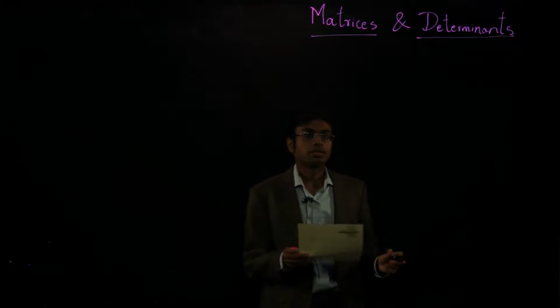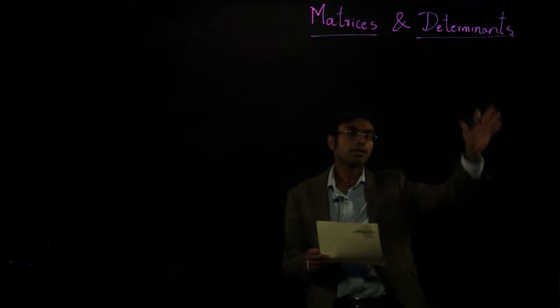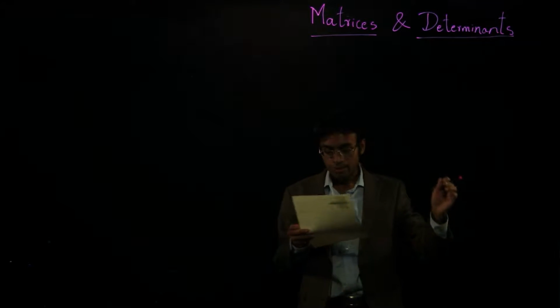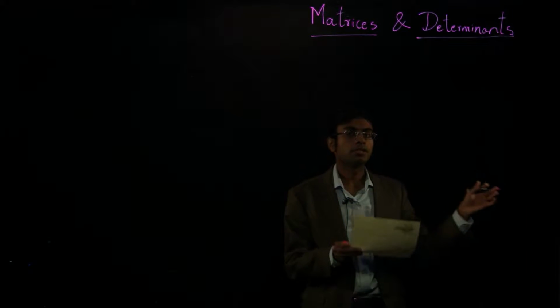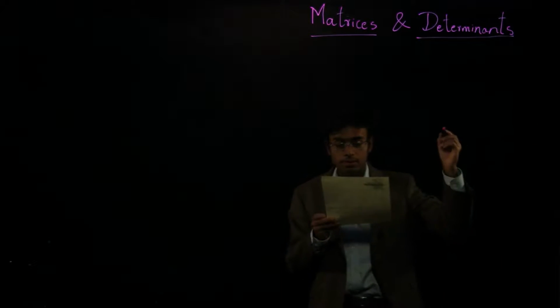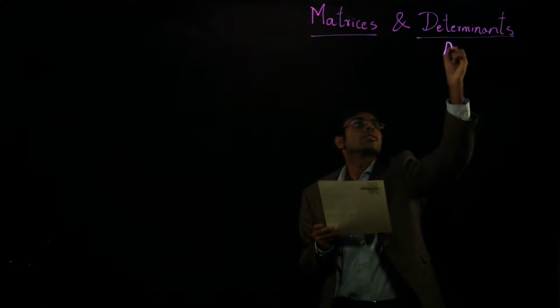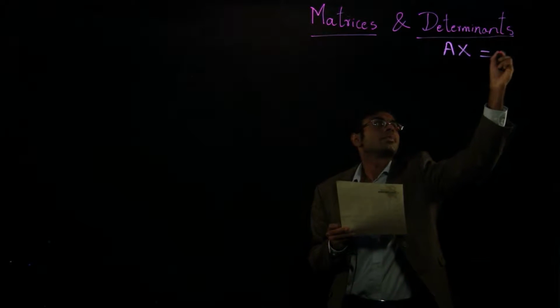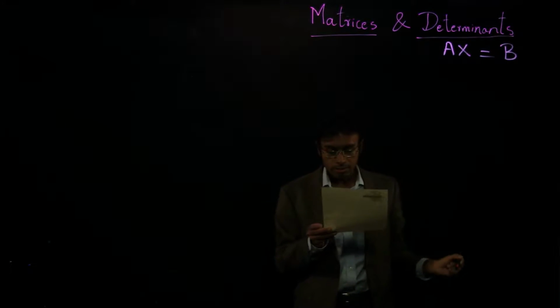For the non-homogeneous system of equations, which means that for your right hand side at least one of b1, b2, ..., bn is non-zero. Let's see how to solve this.